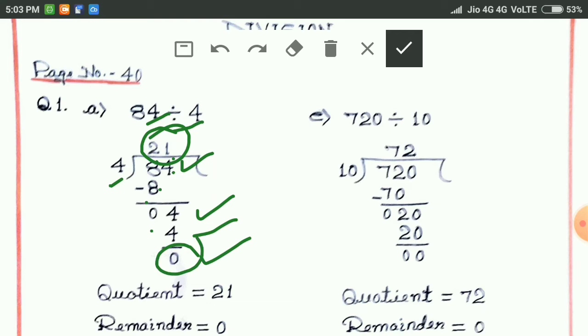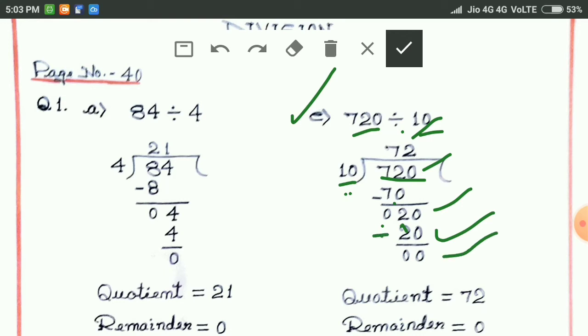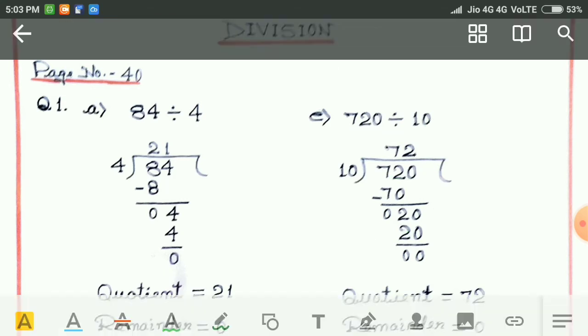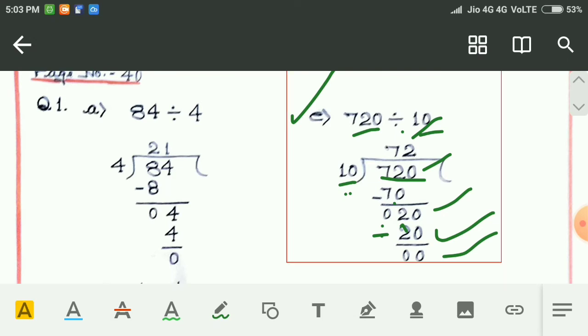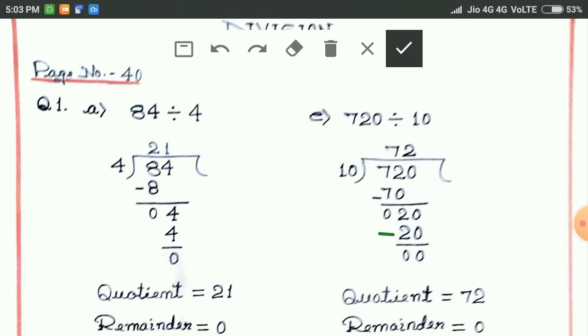Then question number E. In question number E, we have to divide 720 by 10. We write here 720 and 10 here. Then 10 7s are 70. We write here 0 and we get here 2. We write this 0 here and then 10 2s are 20. And after subtracting, we get 0 as remainder. So in this way, we can get the answer.